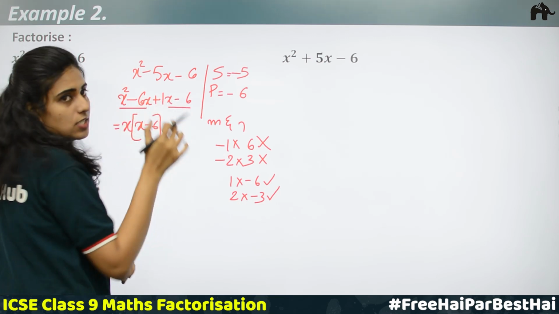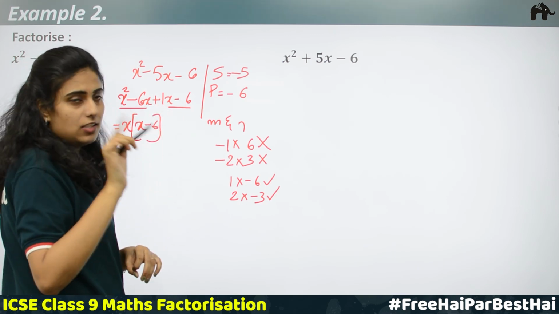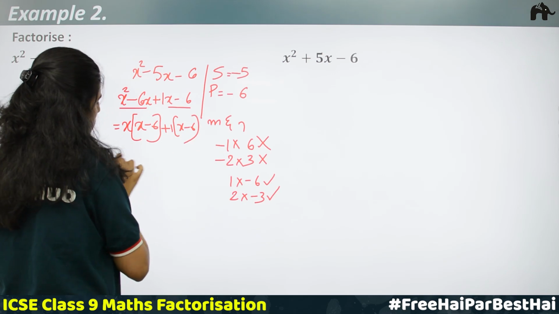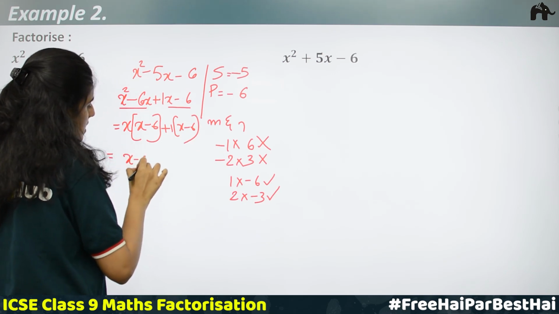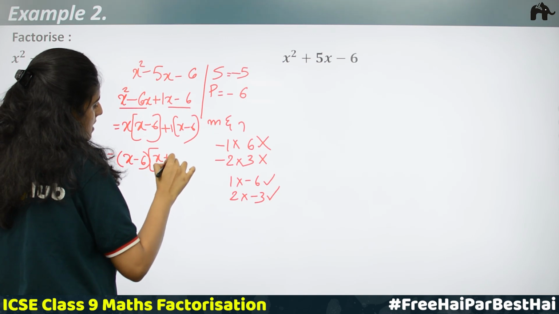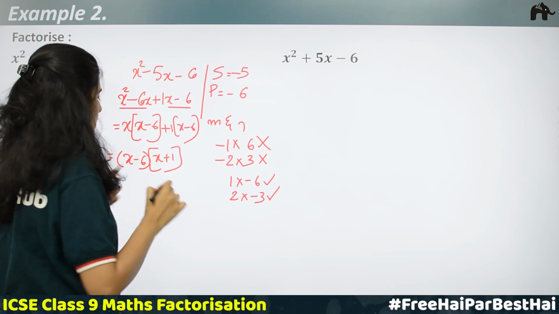Now here there is no common factor, only 1 is a common factor. So plus 1 into x minus 6, which is equal to x minus 6 is common to both, x minus 6 into x plus 1. So these are the factors.